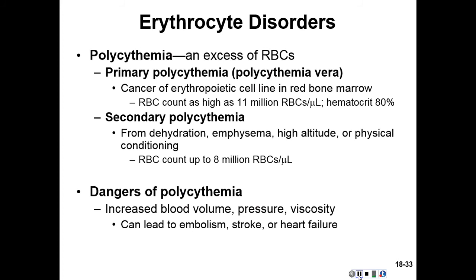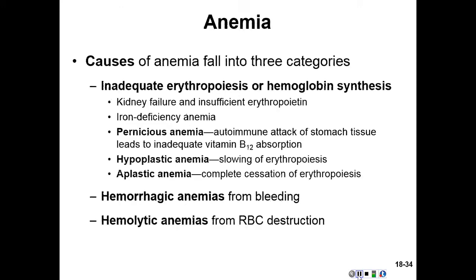Polycythemia is a disorder of the red blood cells in terms of cancer. Primary polycythemia, again, vera, is a situation where, with cancer of the erythropoietic cells, we produce excessive amounts of red blood cells, like 11 million, very thick viscosity, hematocrit up to 80. From dehydration, emphysema, high altitude, RBC count can go up to 8 million. This is a secondary type. Increase in the blood volume, pressure, viscosity causes too much demand on the heart, and then that can result in embolism, heart failure, and massive strokes.